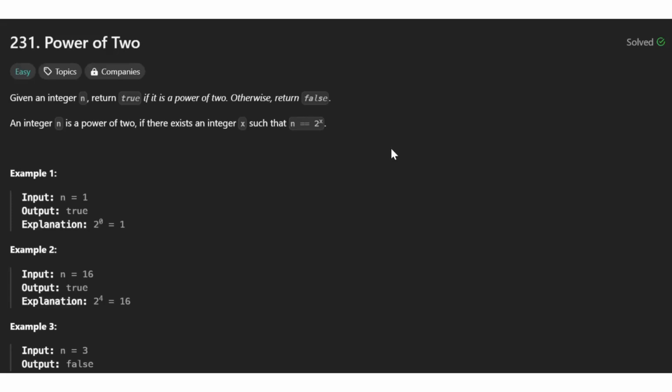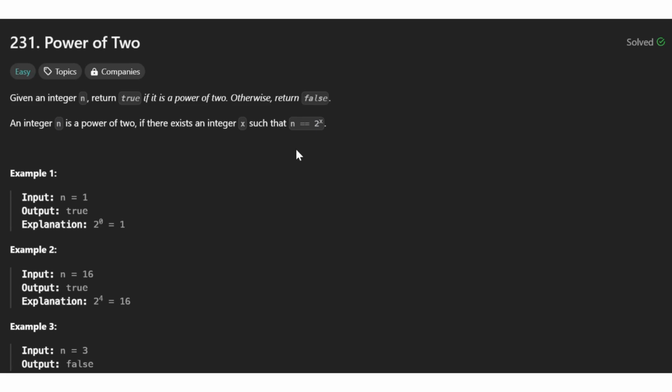In today's video, we will be solving an interesting problem that frequently appears in coding interviews, determining if a number is a power of 2. On LeetCode, it is present with the name Power of Two and is described as: given an integer n, return true if it is a power of 2, otherwise return false. An integer n is a power of 2 if there exists an integer x such that n is equal to 2 to the power x.